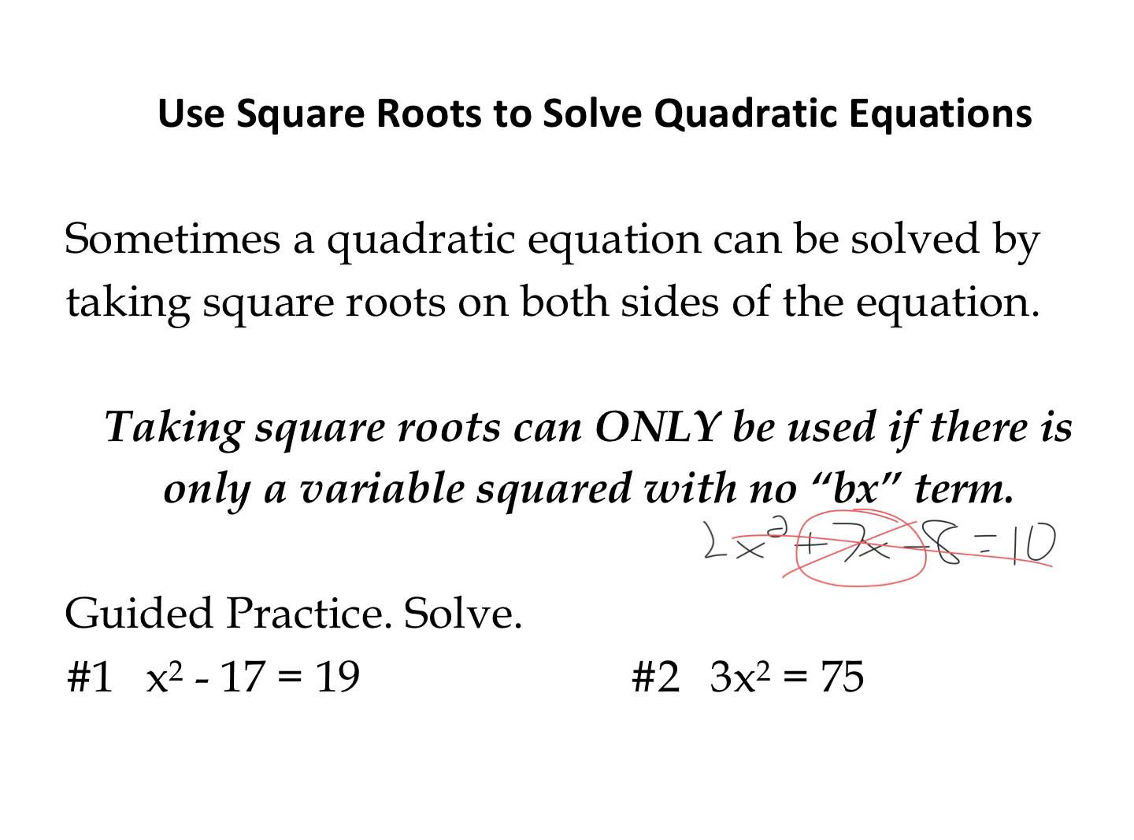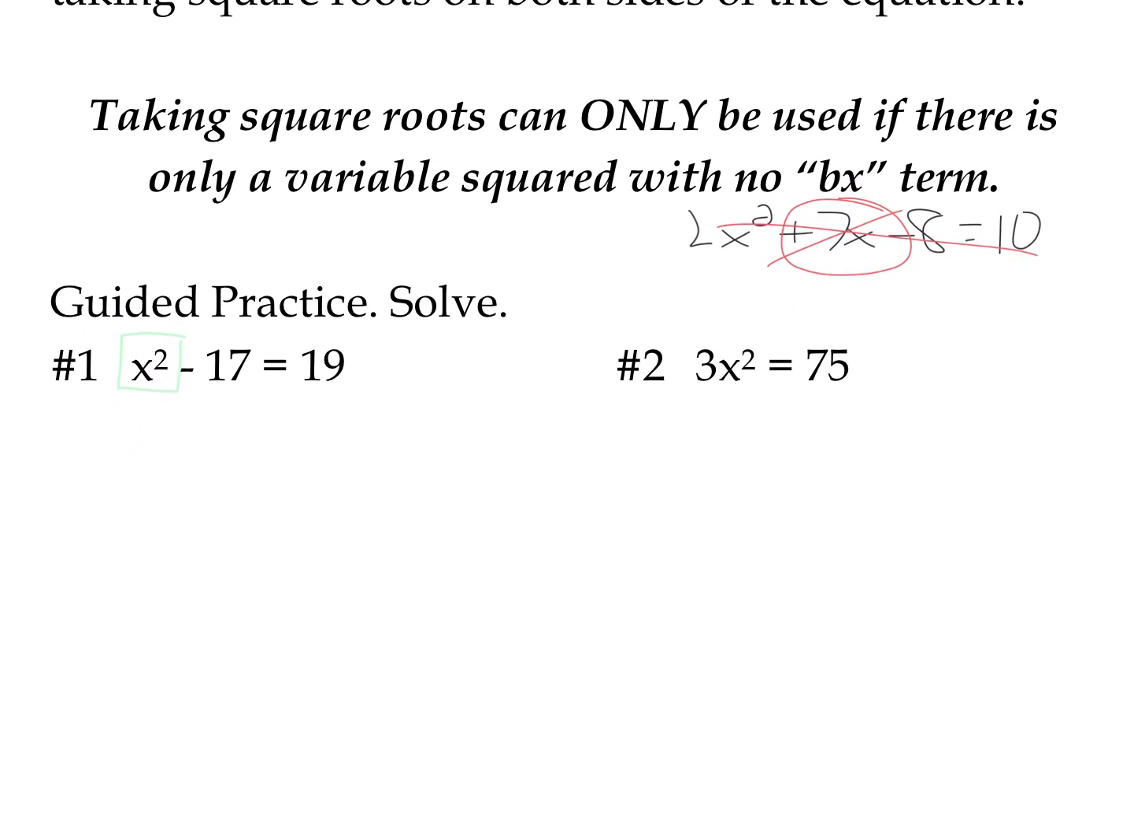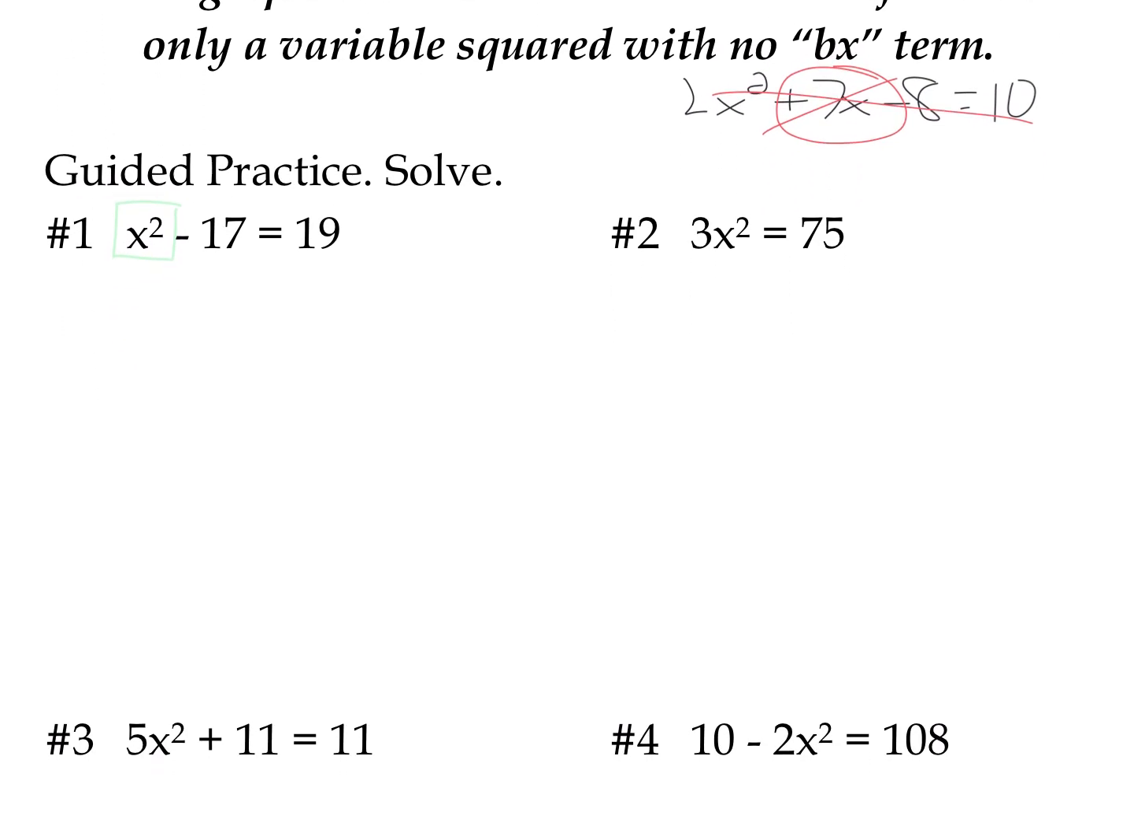And how are we going to do that? Well, we're going to get the x squared isolated by itself. So when you're solving this, you want to get this x squared by itself. How can we do that? Well, we're going to solve the equation like we would any other time using inverse operations. So we can add 17 to both sides. That cancels out, and we have x squared equals 36.